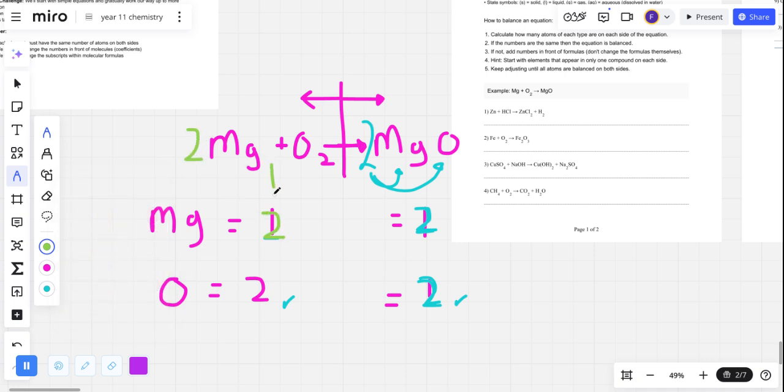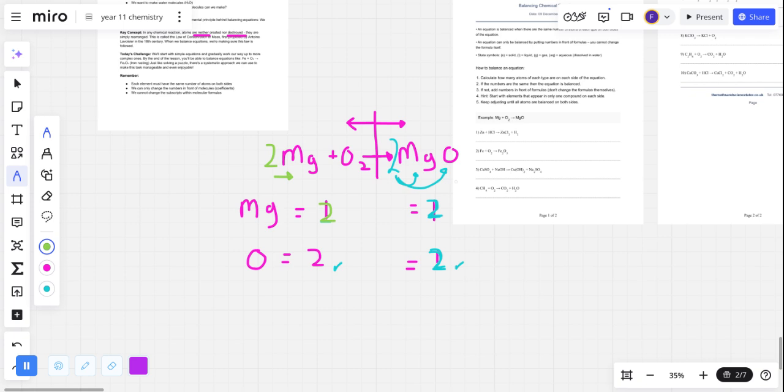I cannot put a 1 down there. I cannot put a 2 down there. It has to be in front of it, saying I want 2 of everything in front of me. And on the right-hand side, it says I want 2 of MgO. I want to double everything here, like we would do in maths. Okay, now that's an explanation of how to balance equations.